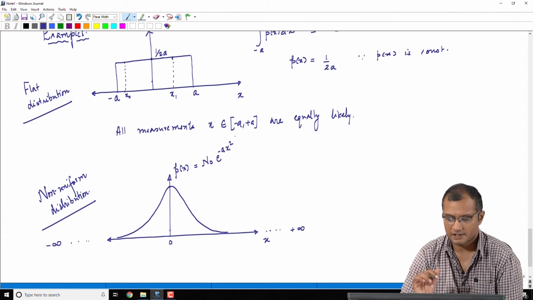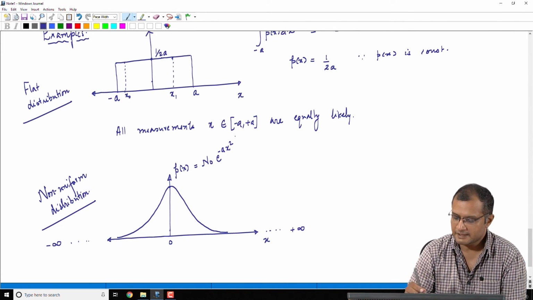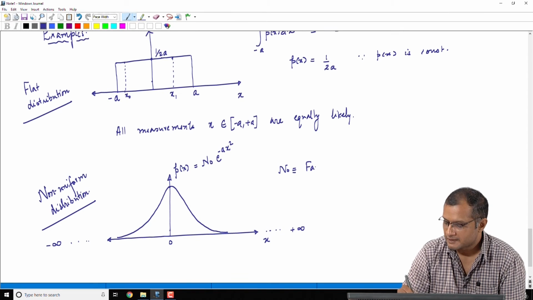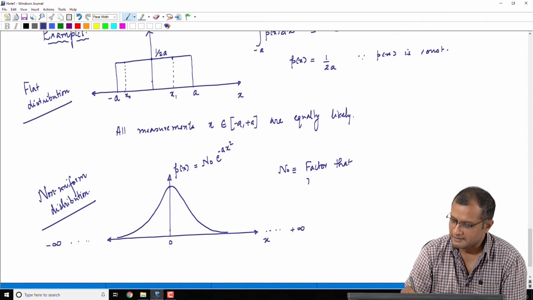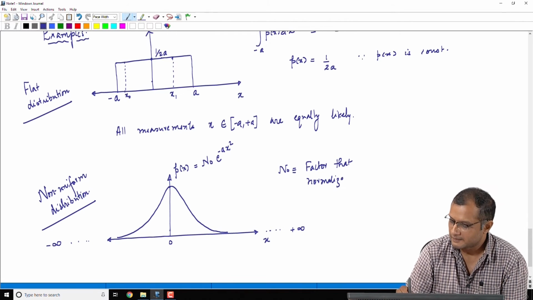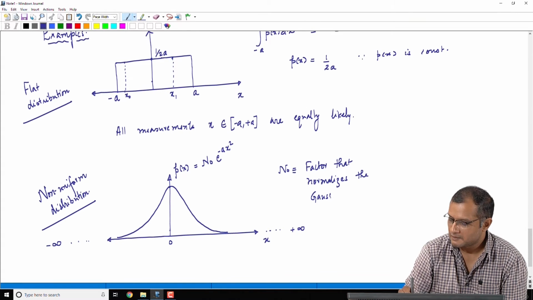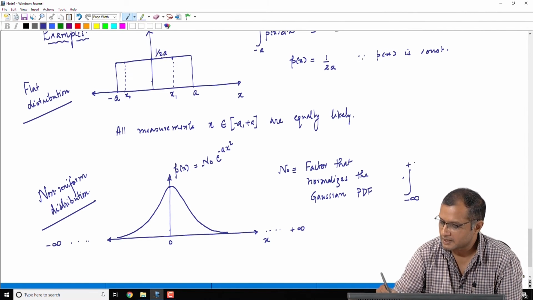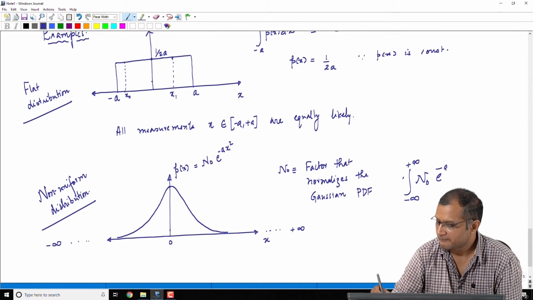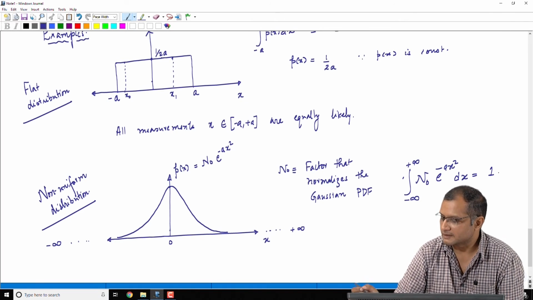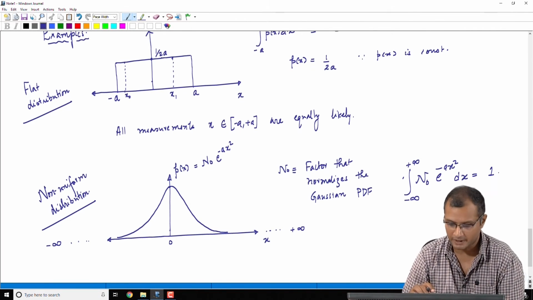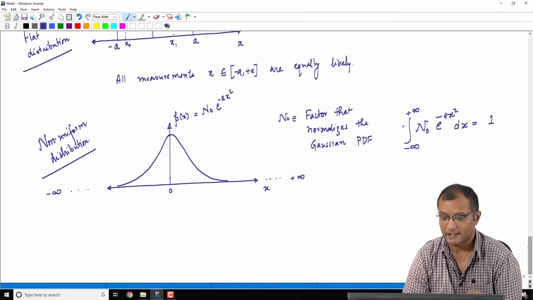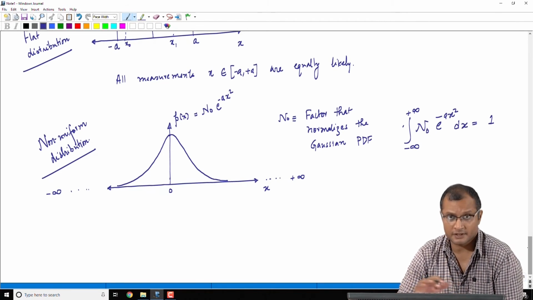This distribution function falls on both sides of the y axis, and the normalization constant is a factor that normalizes the Gaussian PDF, meaning that I can calculate my n0 by simply integrating my PDF and demanding that this be equal to 1. This will give me n0. We shall do this later on and find out precisely the value of this n0. But for the purpose of this discussion, it is not necessary to compute it.